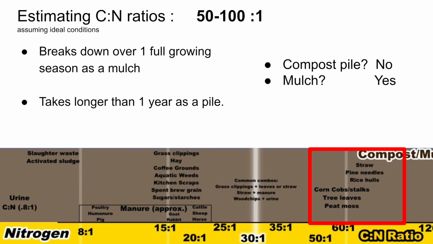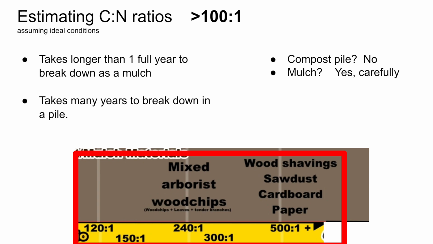But if you're mulching with these types of materials, which is common, like straw, gauging how quickly that straw breaks down can give you some indication of how much nitrogen you have in your soil. If you go a full year and you still see straw, assuming decent moisture content, then you're probably lacking in nitrogen. Anything over 100 to 1 ratio is going to take longer than 1 full year to break down as a mulch, and much longer than that in a compost pile.